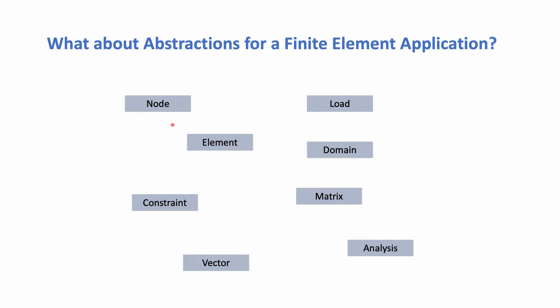I would put it to you, we'd have some nodes, elements, constraints. We're going to have some idea of vectors, matrices, loads. We're going to need somewhere to store all our nodes and elements and loads, so we'll just call that a domain. And then also we'll have something to do the analysis. So these are the abstractions. Now how do we code these up? So let's look at the simplest of these, the node.